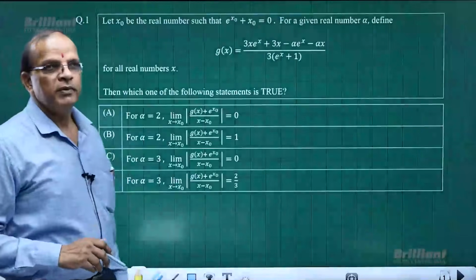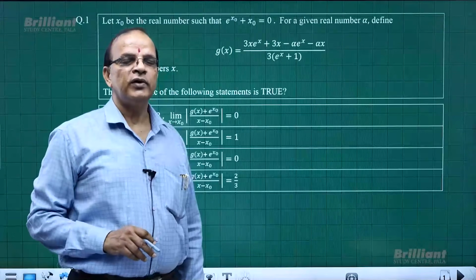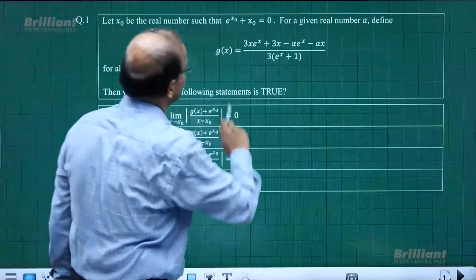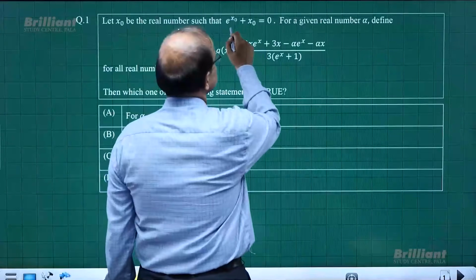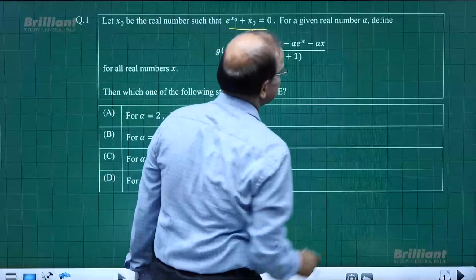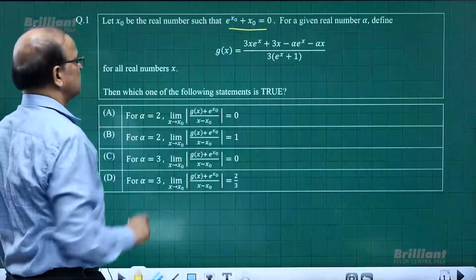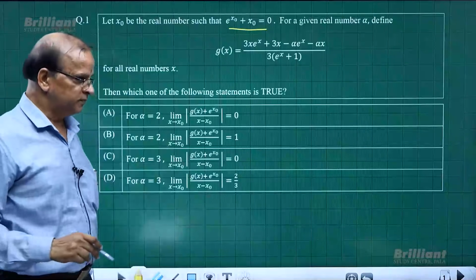So this is the paper 2 2025 Advanced, right? Let x naught be the real number such that it satisfies this equation. For a given real number alpha, g of x is this. For all real numbers x, which one is true?